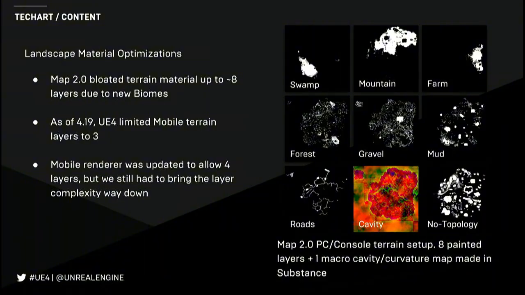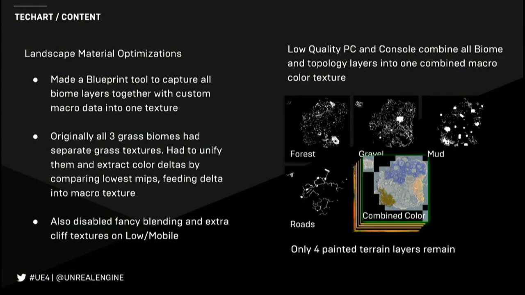And you see another layer was required called no topology in order to blend out that cavity map where it met up with static meshes like cliffs, because you would see a seam. So to simplify that, what we basically did is took every layer that we could and combined it into one texture, which we refer to as the combined color map.